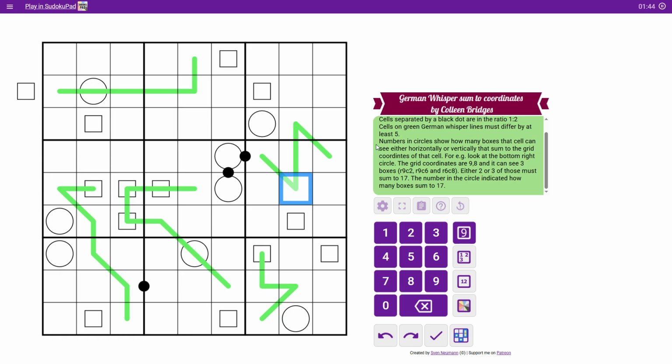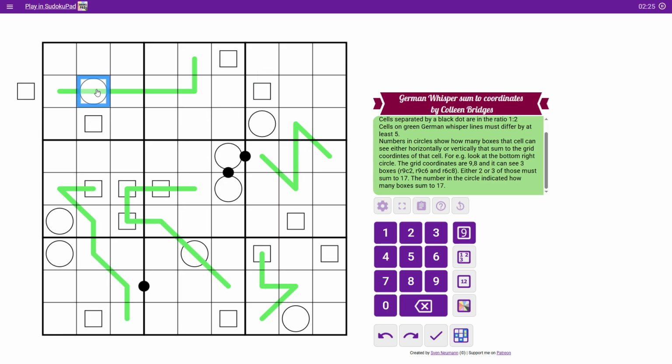Now the rule that I've invented is these circles here. I'll read it out first. Numbers in circles show how many boxes that cell can see, either horizontally or vertically, that sum to the grid coordinates of that cell. So the numbers in the circles, let's say this one here, has to show how many boxes it can see that sum to the grid coordinates. So the grid coordinates of that is 2 and 2, which is 4. So how many boxes can that see that sums to 4? You can see 1, 2, 3, 4 boxes. So a certain number of those boxes must sum to 4.